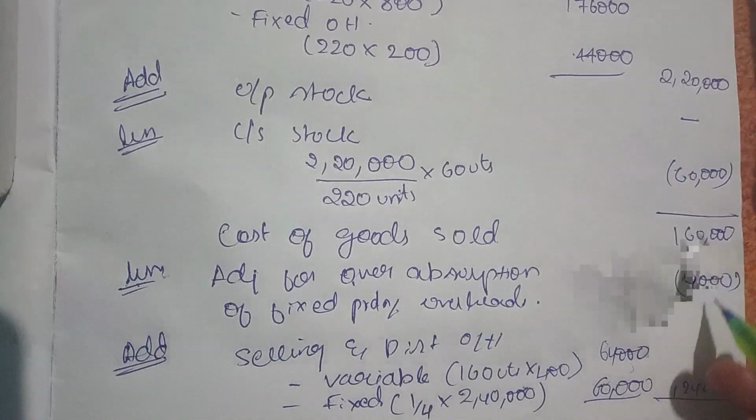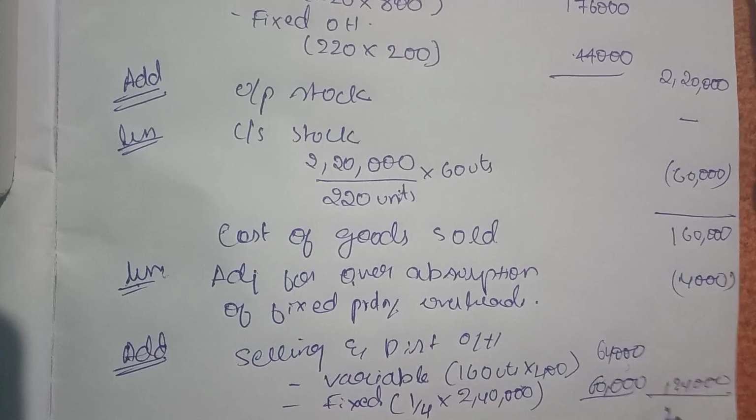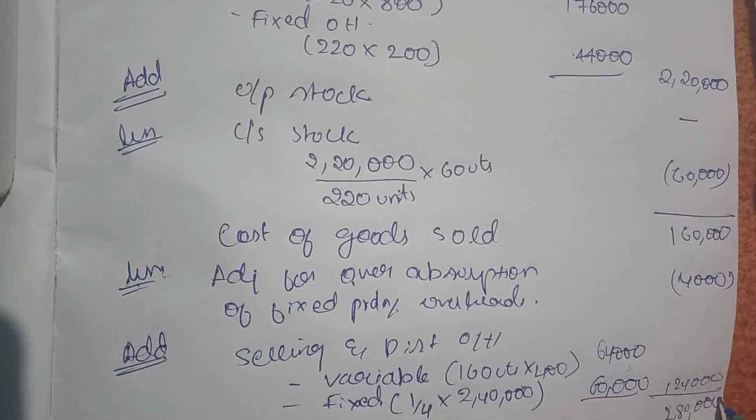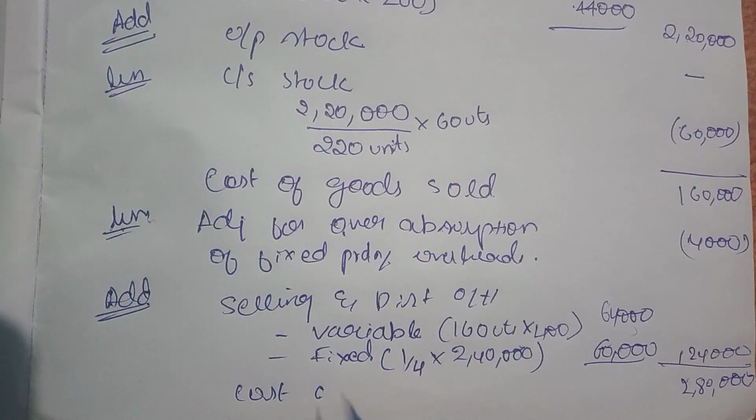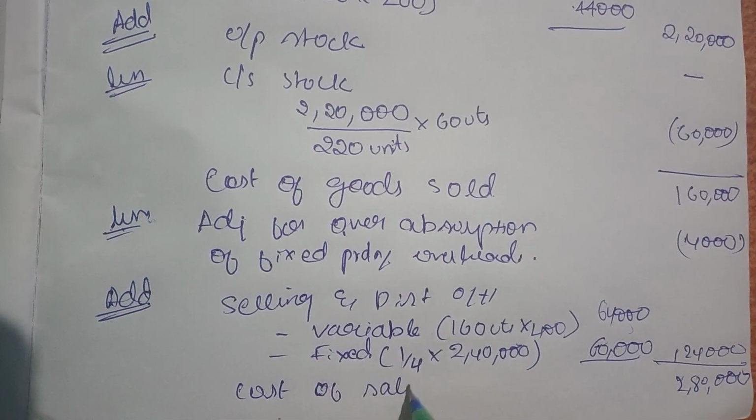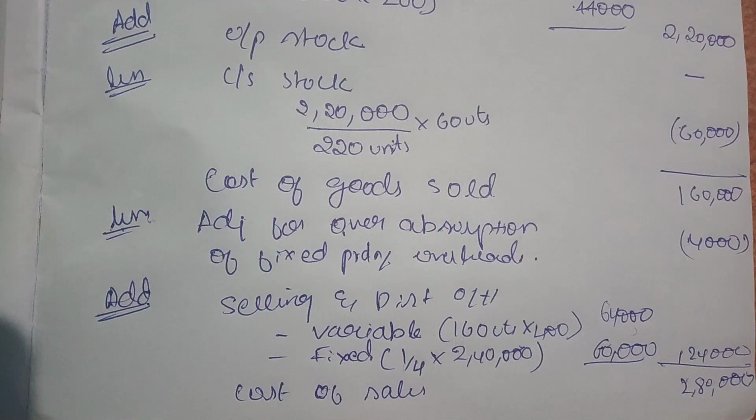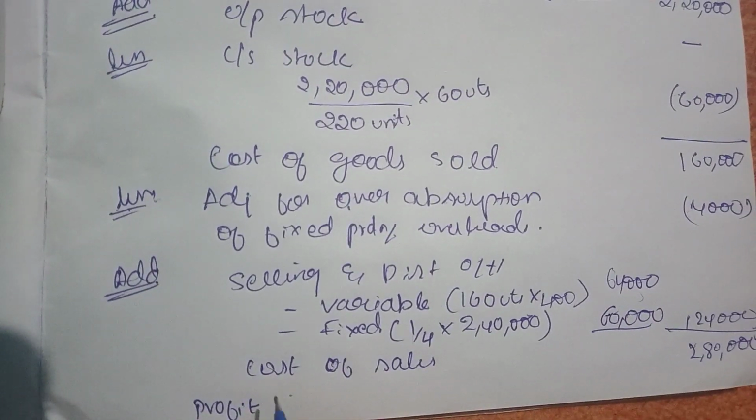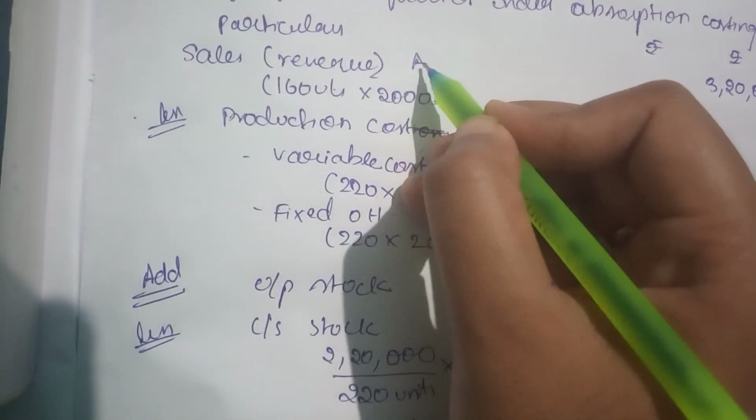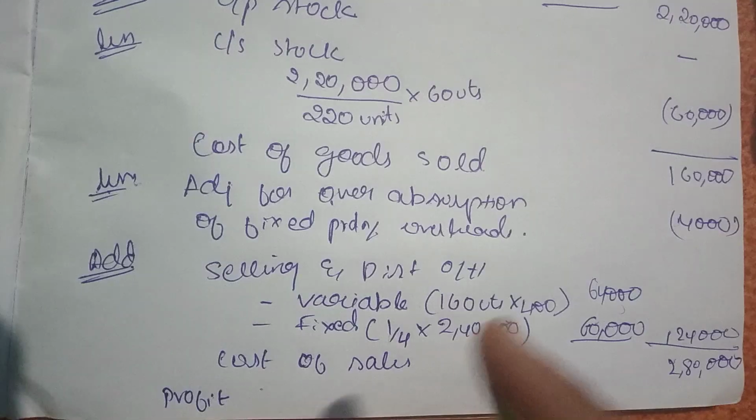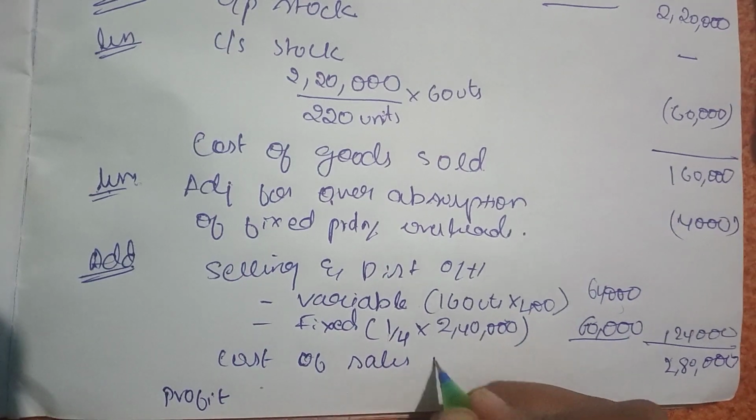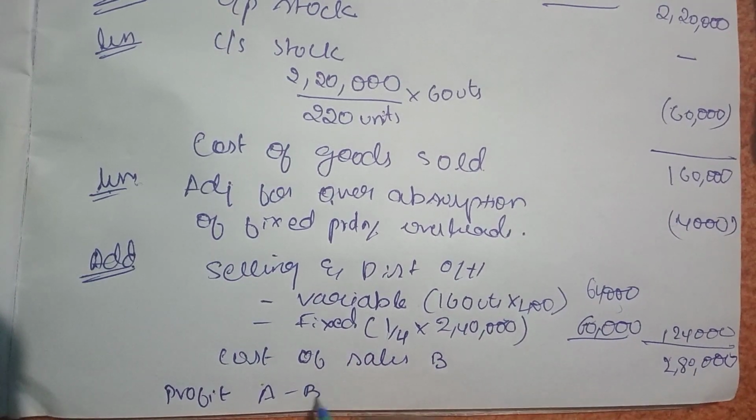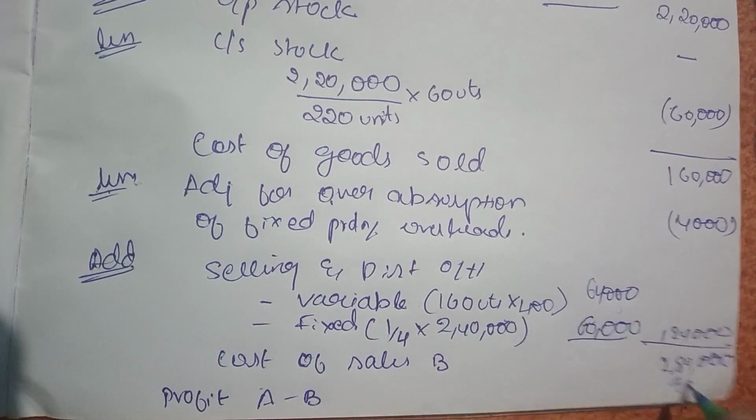Okay, and this if we add, we'll get 2,80,000 plus 1,24,000. This is called as cost of sales. Okay, and profit will be sales as A. Forgot to tell this. And cost of sales as B. Profit will be A minus B. That will be 40,000.